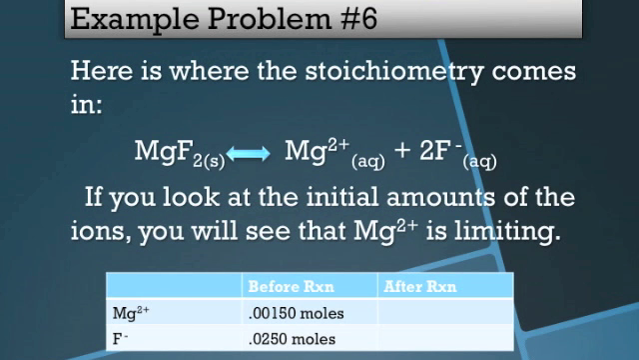Here is where the stoichiometry comes in. We look to see what ion is limiting and which ion will be in excess. The excess ion will shift our equilibrium, so it is important to see how much of it is left over. We have 0.00150 moles of magnesium ion and 0.025 moles of fluoride ion. They react in a 1:2 ratio, but magnesium is clearly still limiting.